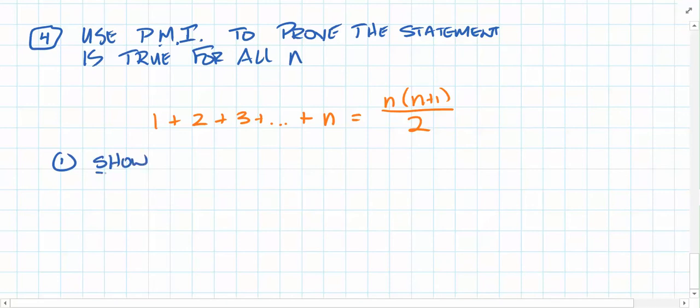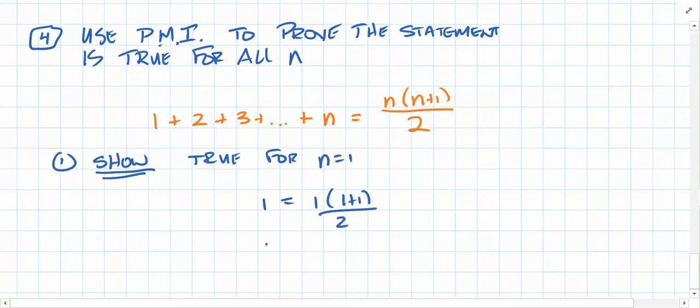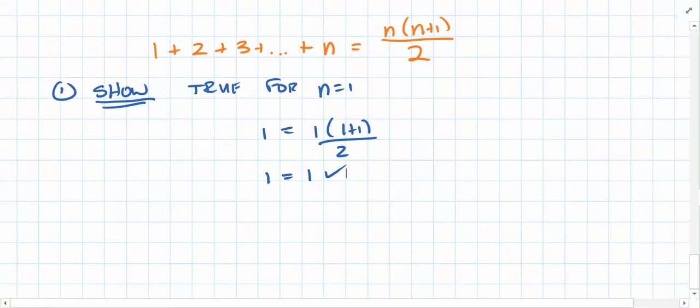And this is how I want you to do it. If you write this out, show true for n is equal to 1. So we literally say this. 1 is equal to 1 times 1 plus 1 over 2. Yep. 1 is equal to 2 divided by 2, which is 1. Yep. Awesome. If it doesn't even work for the very first one, then why bother? But, okay, it's going to work. They're all going to work for this one. I'll leave you that part there. What is step 2? What do we assume?